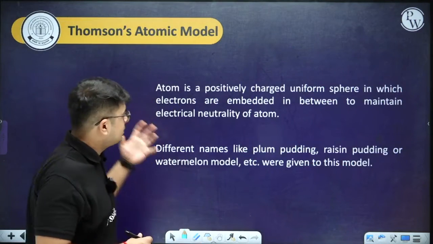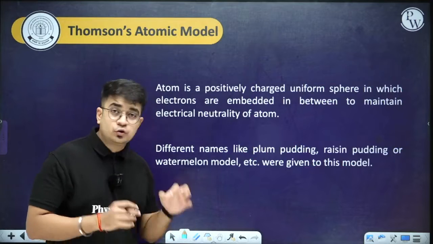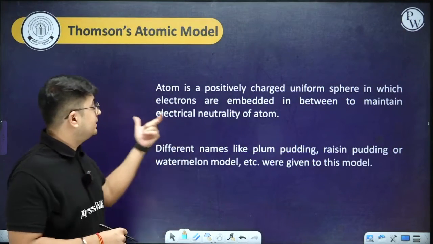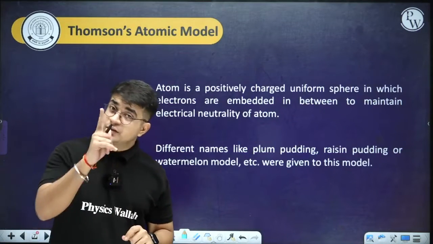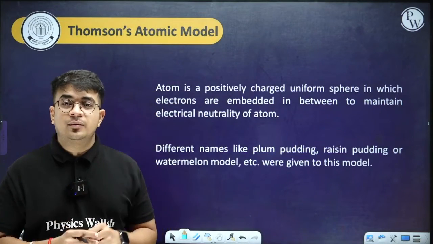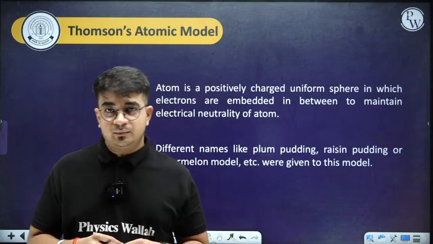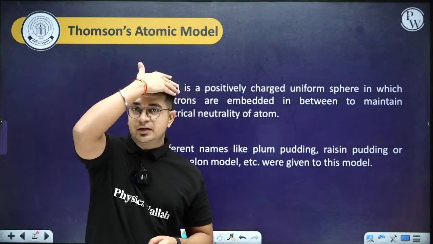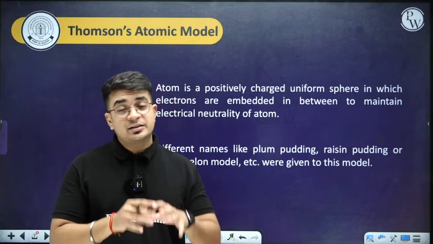Now in that case, he simply said that the atom is a positively charged uniform sphere in which electrons are embedded in between to maintain the electrical neutrality of the atom. So first point, Thomson talks about the electrical neutrality of the atom, how to maintain it, because atoms are electrically neutral in nature. So how to balance this particular part?